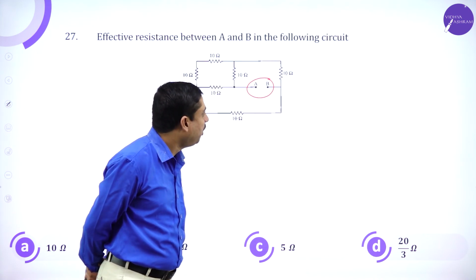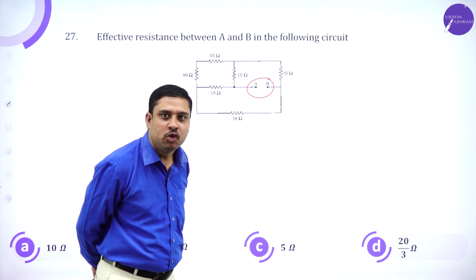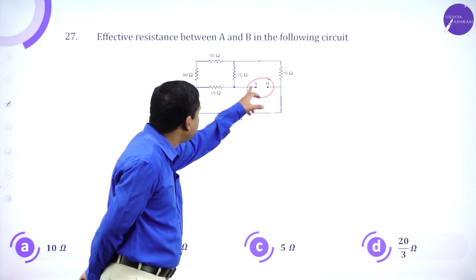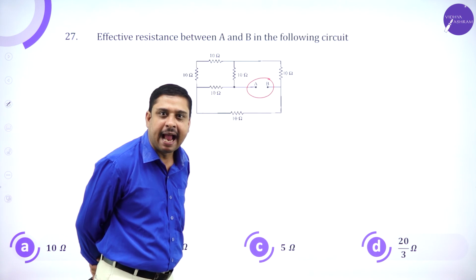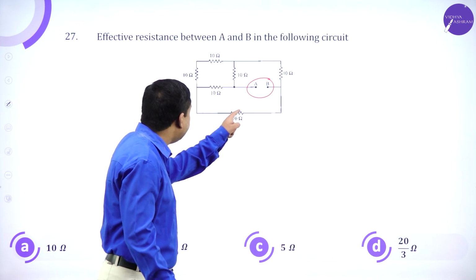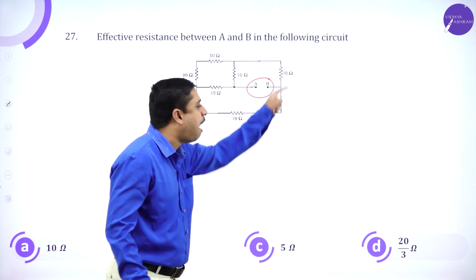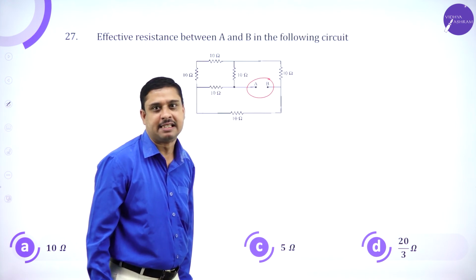What should be done? I have to calculate the effective resistance between the points A and B, where each resistor is marked 10 ohm resistance.